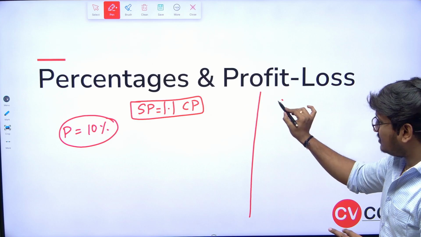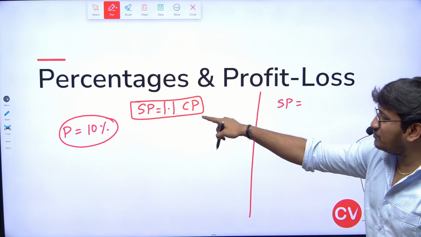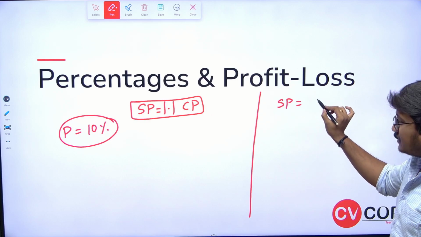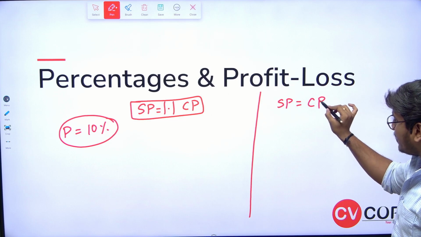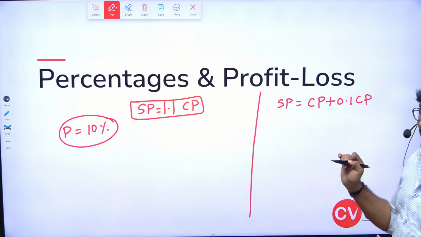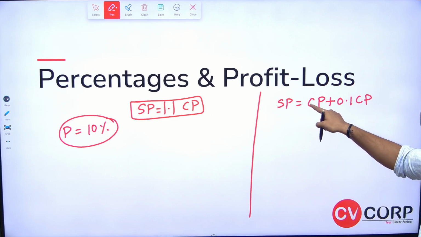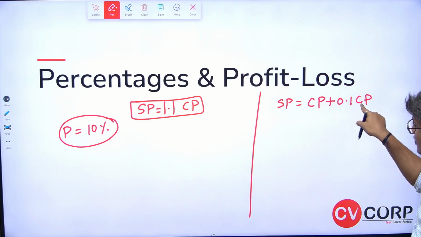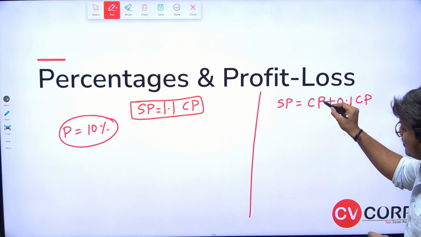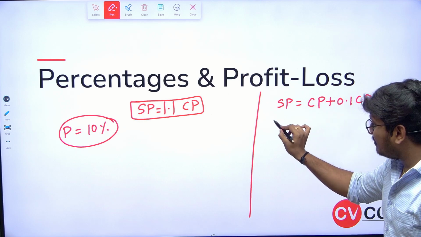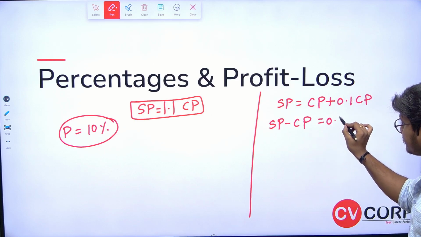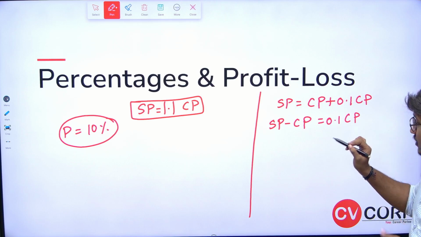So if selling price is equal to 1.1 times the cost price, can I write 1.1 times as cost price plus 0.1 times the cost price? I can write like this, right? Because here 1 and 0.1, if I add both, again I will get 1.1 times the cost price. Now I'm taking this cost price to the left hand side, so it will become selling price minus cost price is equal to 0.1 times the cost price.